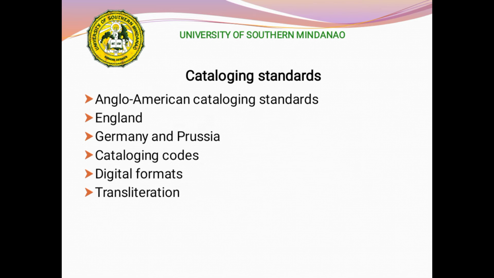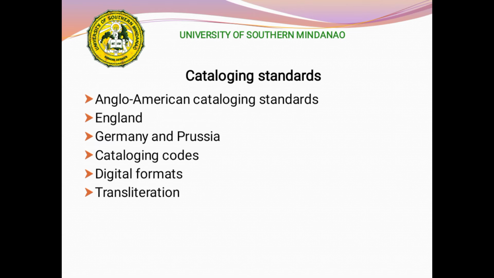And the next is the cataloging standards. One of the cataloging standards is the Anglo-American cataloging standards. The English-speaking libraries have shared cataloging standards since the early 1800s. The first such standard is attributed to Anthony Panizzi, the keeper of the printed books of the British Museum Library.